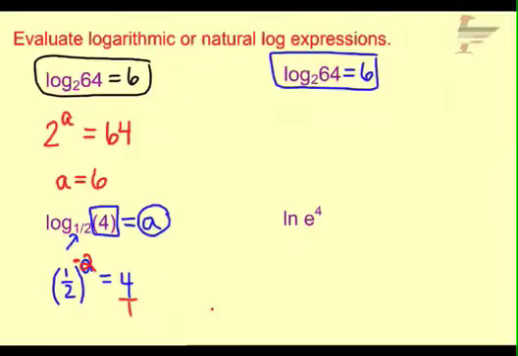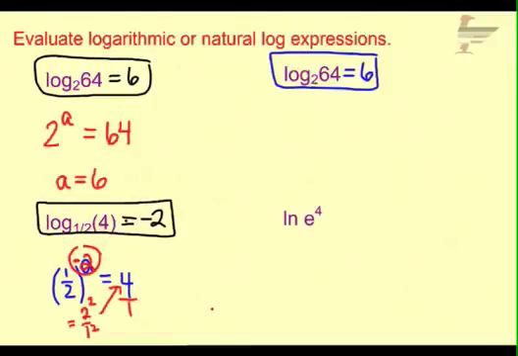1/2 to the -2 is equal to, when we have the fraction to the negative exponent, we did the shortcut of flipping the fraction, so 2 over 1, and giving it the positive exponent, so 2 squared over 1 squared, which gives us the 4. So we're finding our a value is a -2, which means our final answer, we will say log base 1/2 of 4 equals that -2.